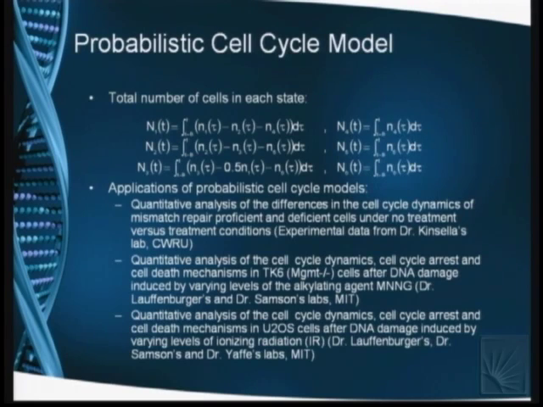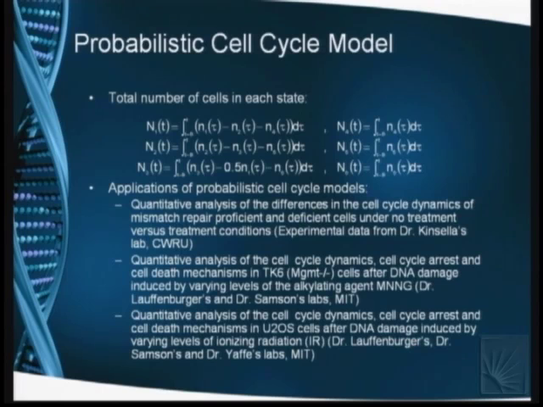We are currently applying these probabilistic cell cycle models to 3 different problems. The first data set comes from Dr. Kinsel's lab at Case. They're interested in the differences in the cell cycle profiles of mismatch repair proficient and deficient cells under different treatment conditions. One treatment strategy is the use of IUDR, which is a halogenated thymidine equivalent, followed by ionizing radiation therapy. They're interested in how these treatments affect the cell cycle dynamics.